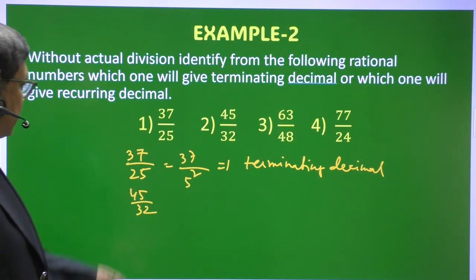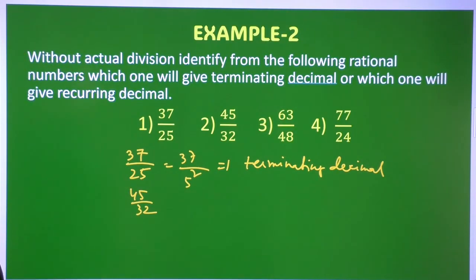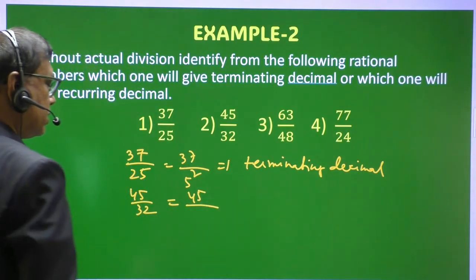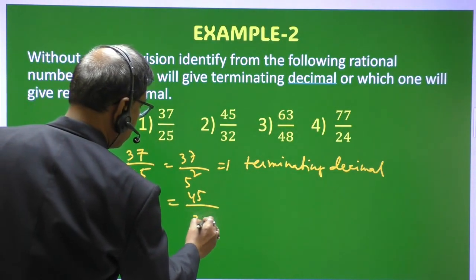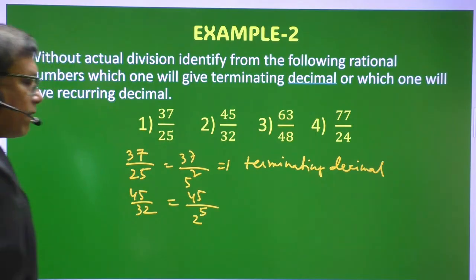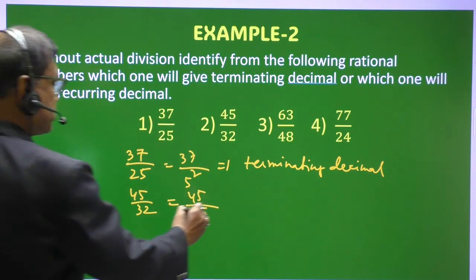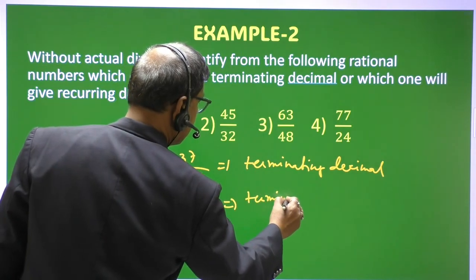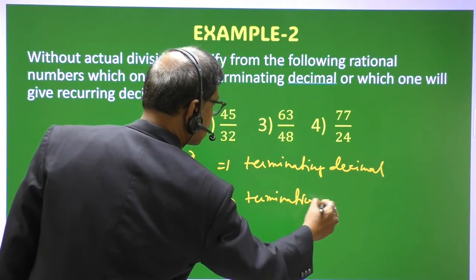It is also in the simplest form. Further simplification possible? No. So now check the denominator 32, which can be expressed in the form of 2 to the power 5, and this implies terminating decimal.